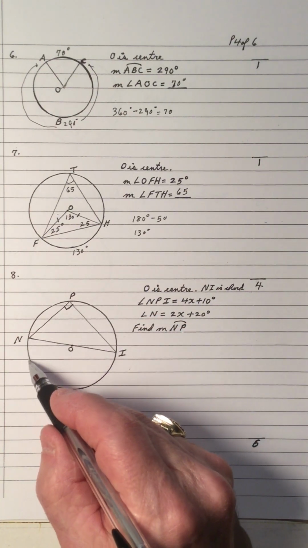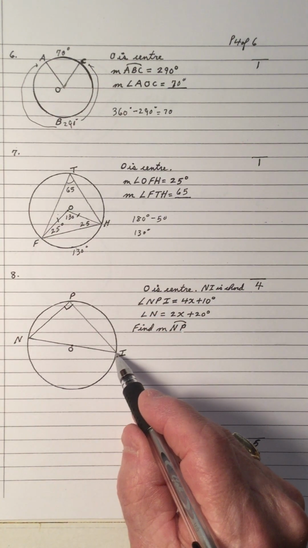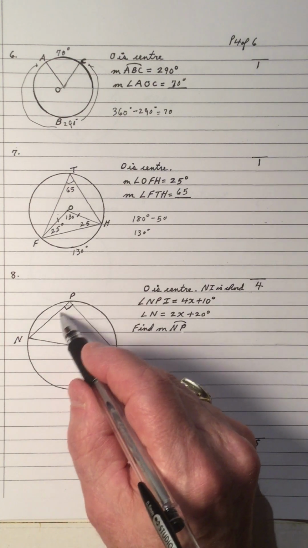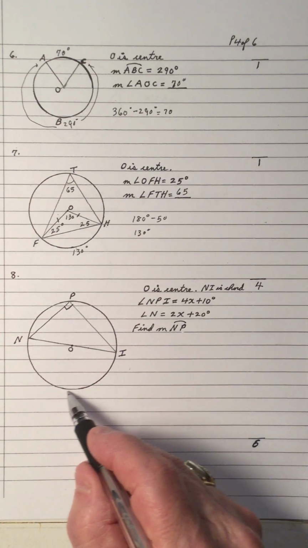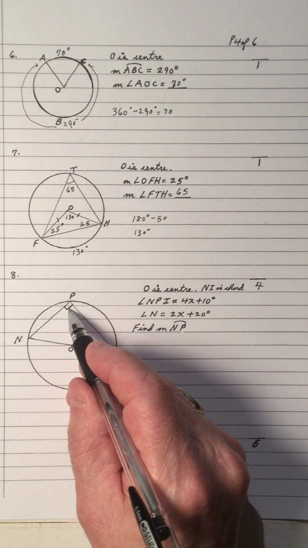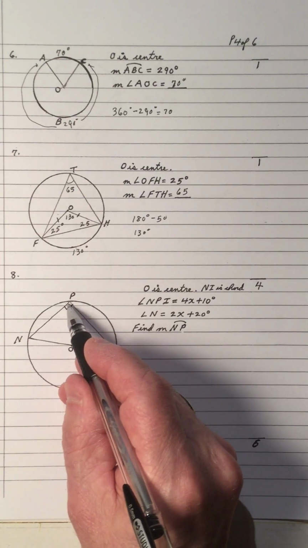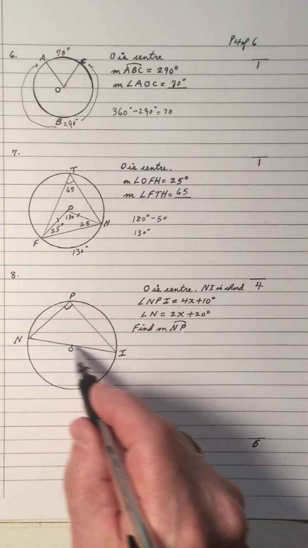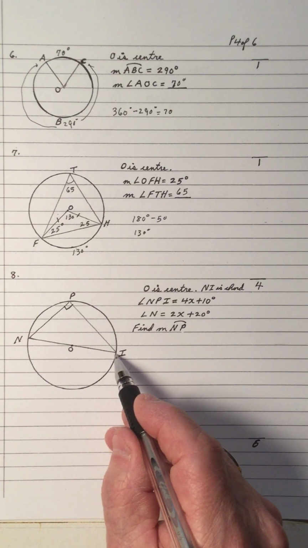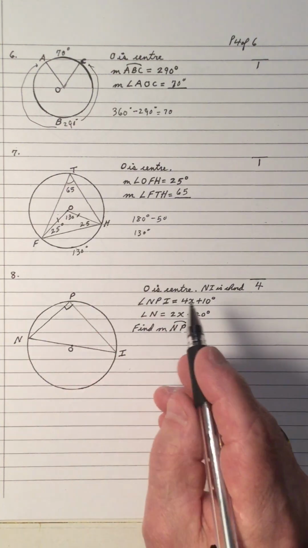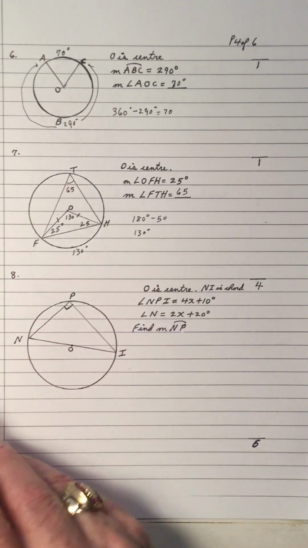Because this arc over here is a semicircle, 180 degrees. So this is an inscribed angle intercepting this arc, 180, so it's half, 90. Or this inscribed angle is intercepting the diameter, which is 180 degrees, so therefore it's a 90. So either way, we have a 90 here.